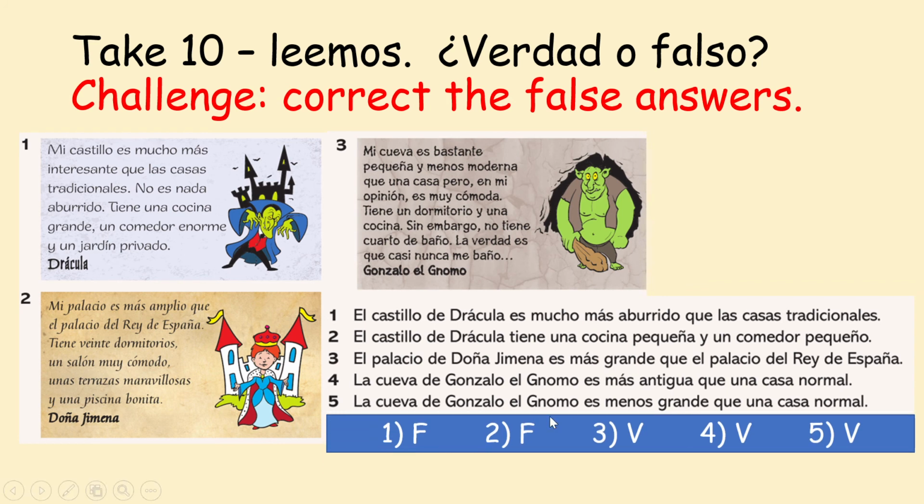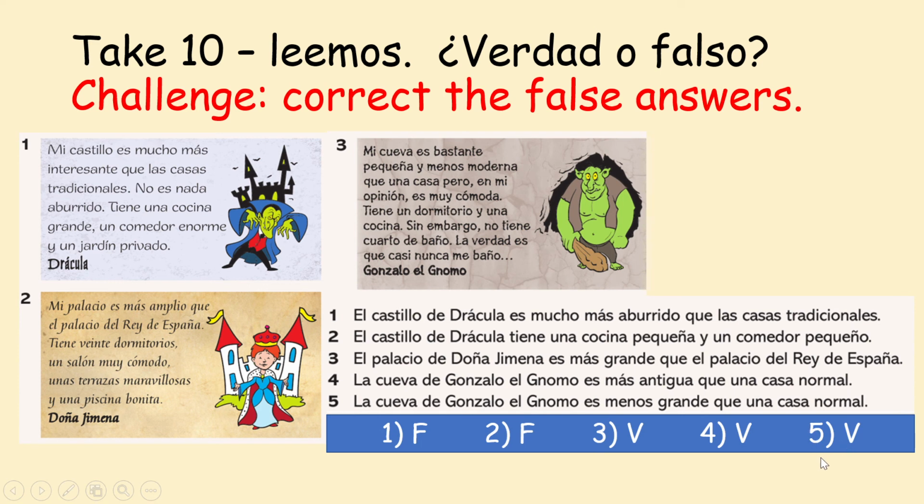Number 1 was false. And the reason why it's false is because here in the sentence it says, Dracula's castle is much more boring than traditional houses. And he actually says, my castle is much more interesting. Number 2, Dracula's castle has a small kitchen and a small dining room. That's incorrect because he's saying he has a big kitchen and an enormous dining room. 3 and 4 are true, as well as number 5.